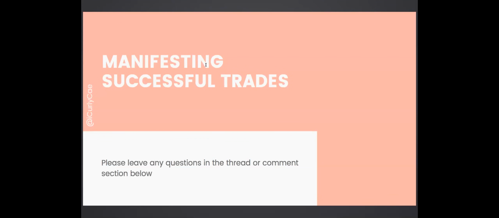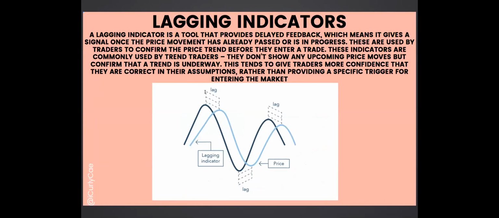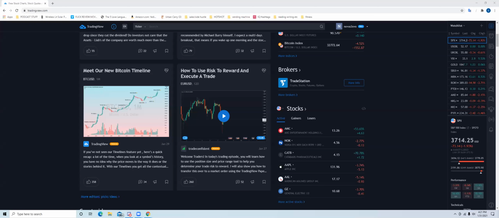All great. So TradingView, screen share. All right, you guys see my screen pretty good? Check. This is TradingView.